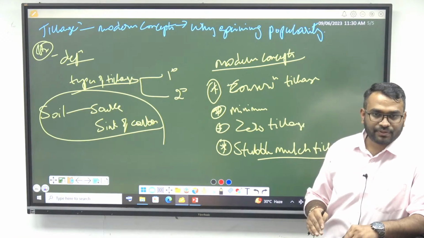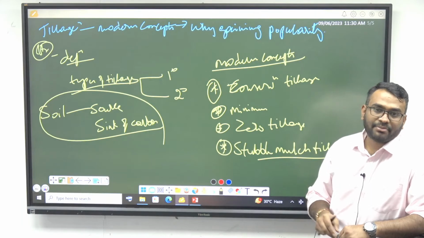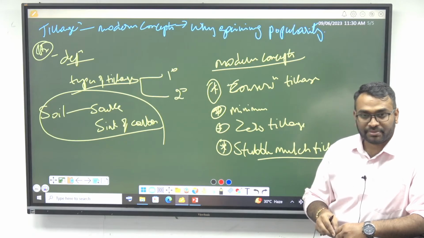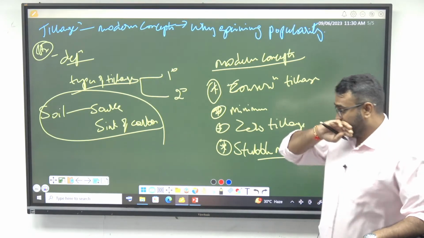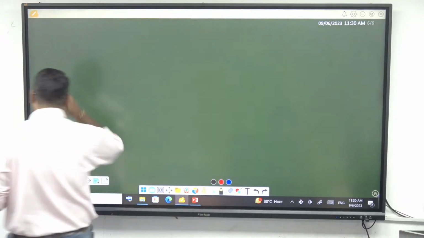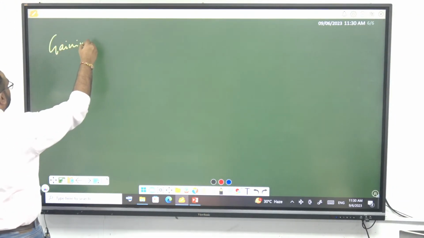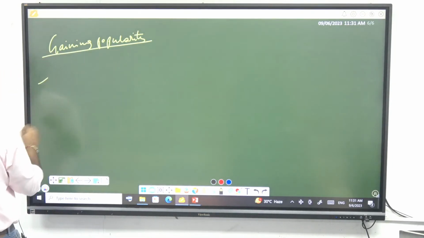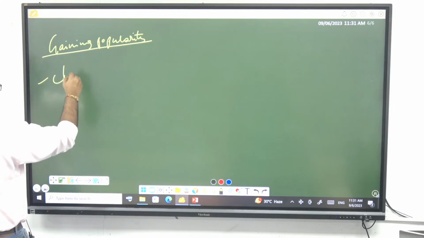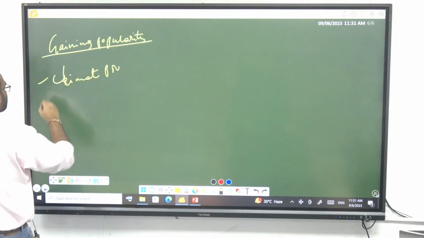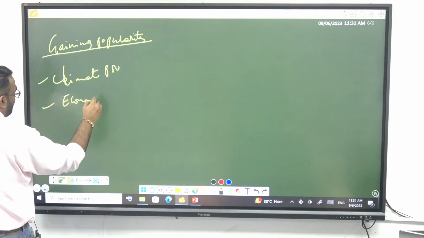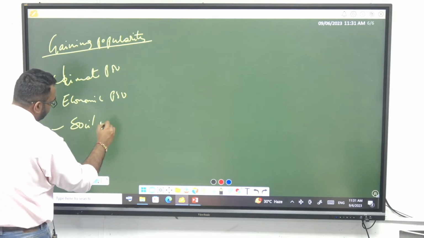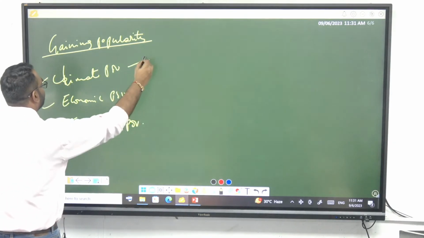So we are reducing the carbon footprint. That is why it is helpful in tackling climate change, and that is one of the major reasons why it is gaining popularity. That is from the climate change point of view. While writing the answer on gaining popularity, you can categorize the points: from the climate point of view, next the economic point of view, then the social or farmer point of view. From climate, I just explained.